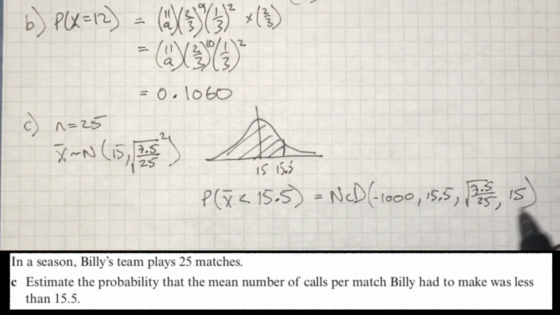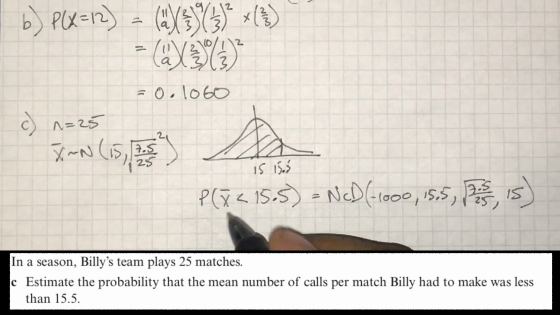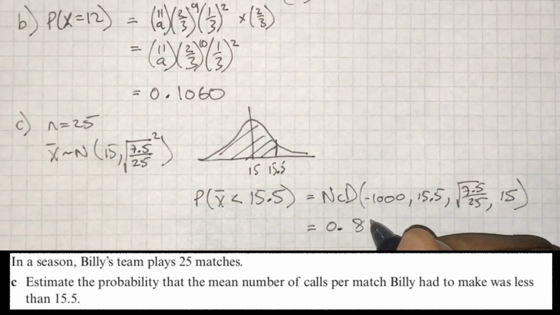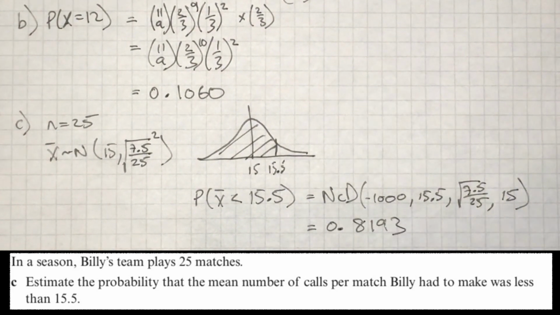Okay, so let's just get our calculators ready, put in an arbitrary small value, upper limit of 15.5, standard deviation, and the mean, and that all leads to an answer of 0.8193. So once again, I was expecting that large value. I'm happy that I've done my calculations correctly in this case.